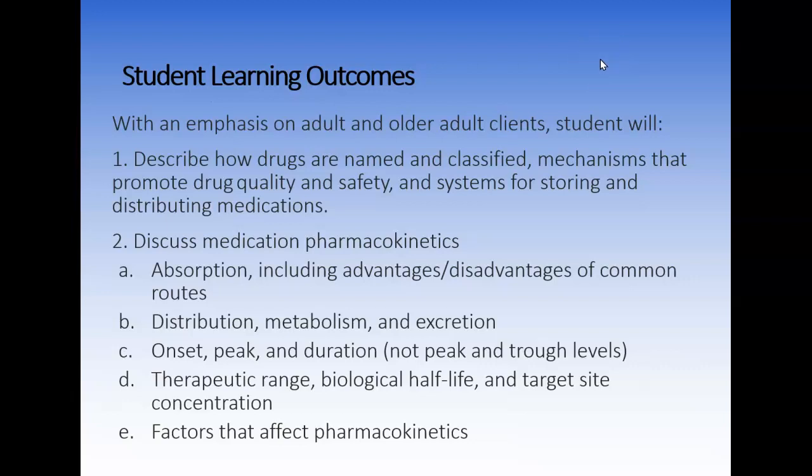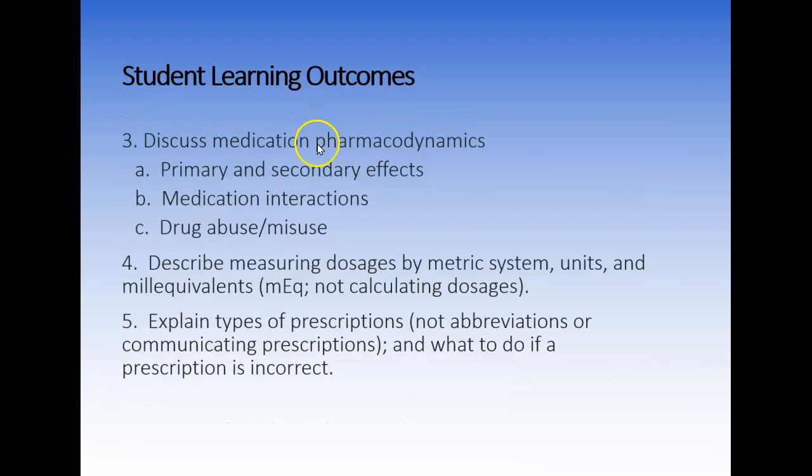So the student will learn how drugs are named and classified, the mechanisms that promote quality, drug, and safety, and systems for storing and distributing medications. Number 2, we're going to discuss medication pharmacokinetics. We're going to go through absorption, including advantages and disadvantages of common routes, distribution, metabolism, and excretion, onset, peak, and duration, therapeutic range, biological half-life, and target site concentration, and other factors that affect pharmacokinetics. How's that sound? Well, let's do some more.